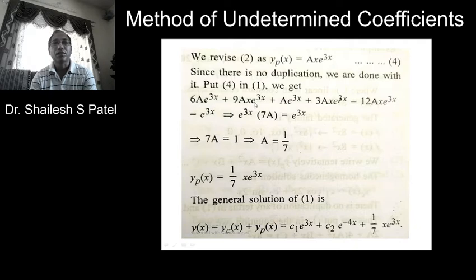You can see e raised to 3x will be common from all of the terms, and this will be cancelled on the right hand side and left hand side. So if you sum up all other terms, then you can get 7A equal to 1, and hence A equal to 1 by 7. So y_p(x) equal to 1 by 7 x e raised to 3x. And therefore the general solution is y(x) equal to y_c(x) plus y_p(x), and you can see this is what the solution is written. So here you might have observed that no integration or any other application of any other formula is required. Simply we need to find out the constants.